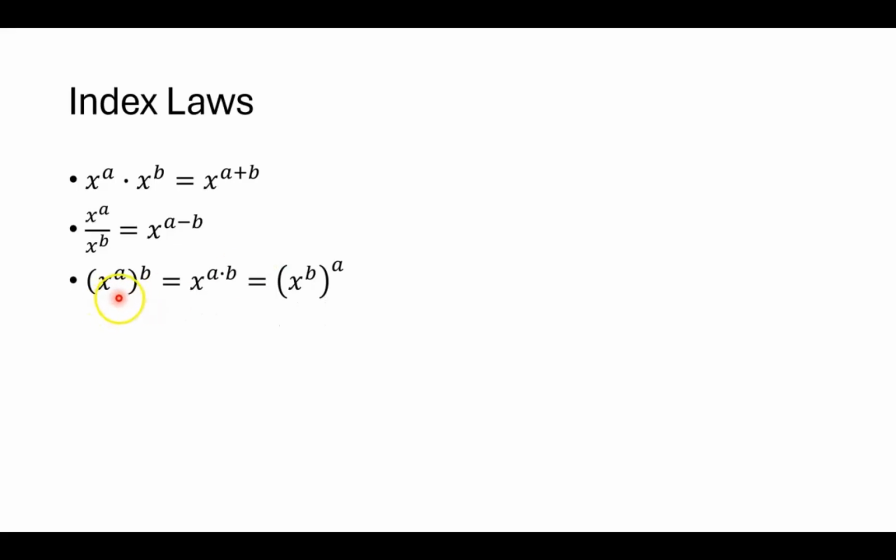And the next one tells you how you can merge two indices together. If you have x to the power of a, then to the power of b, this means you can just multiply a and b together first, then calculate x to the power of the product. And then also you can switch the order around. It doesn't matter. You can take x to the bth power first, then to the ath power.